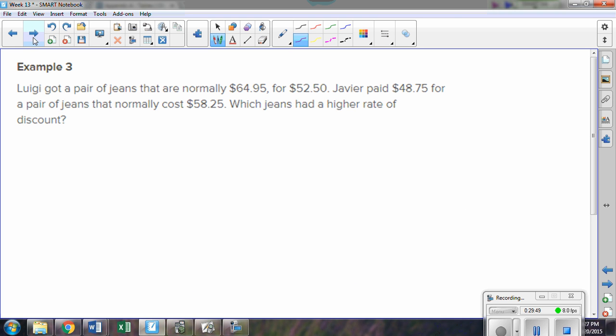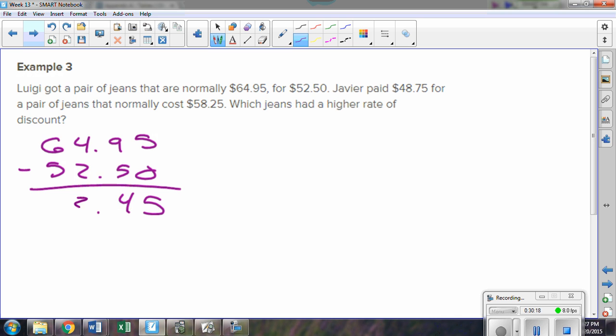So consider this for our last example. Luigi got a pair of jeans that are normally $64.95 for $52.50. Javier paid $48.75 for jeans that normally cost $58.75. Which jeans had a higher discount? Well, consider this. $64.95, and they got them for $52.50. In the first one, they saved $12.45.